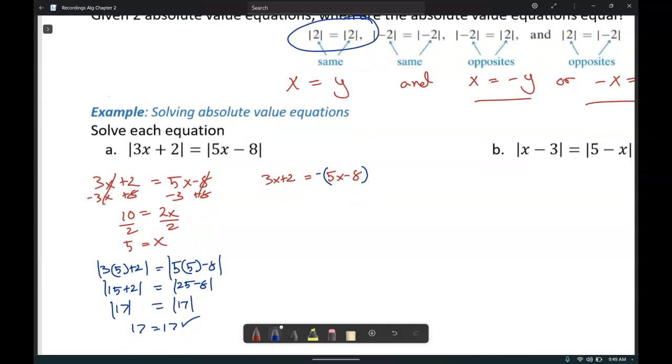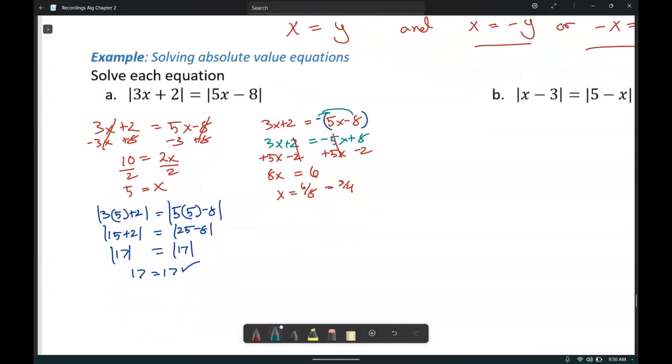Well, let's see what happens when we take the opposite, like we did over here, just for one side. We say 3x plus 2, that stays the same. We distribute our negative. We have negative 5x plus 8. Let's go ahead and move our variables and our constants. We have 6/8, which reduces to 3/4. So let's go ahead and check that by plugging it back in.